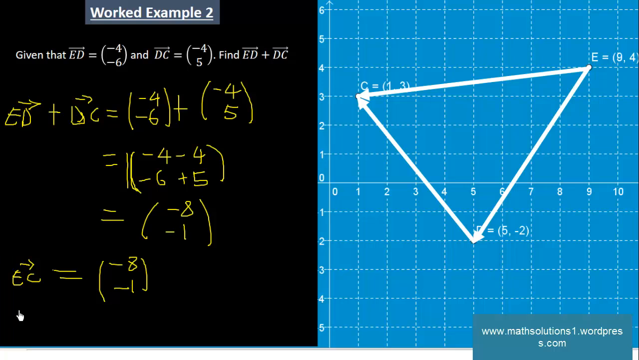So vector ED plus vector DC is giving us vector EC. So geometrically, that is the resultant vector. We call this the resultant vector.